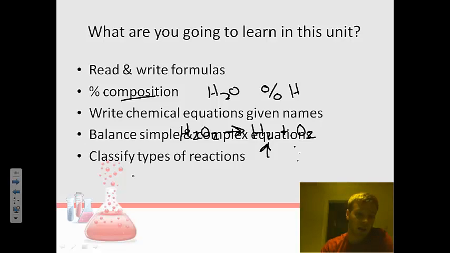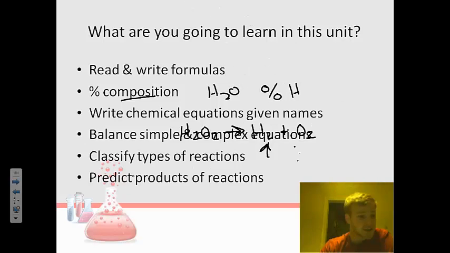You'll get to do some reactions, and you're going to be able to tell me, is it a combustion reaction? Am I blowing something up? Is it a single replacement, double replacement? These are terms you will learn throughout this unit. Predicting products. You mix two things, what are you going to get? Product. That means what you're going to get. You're going to be able to do that.